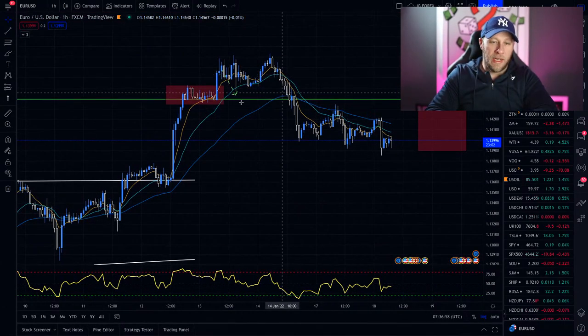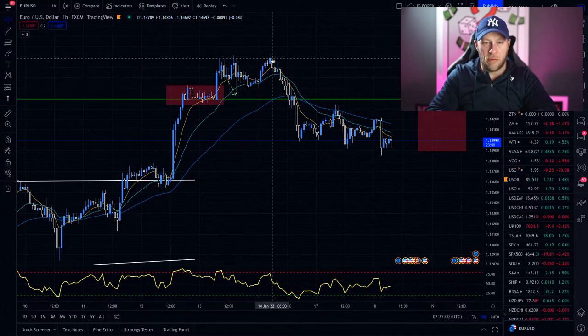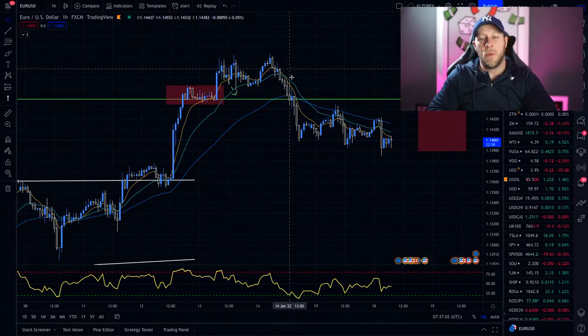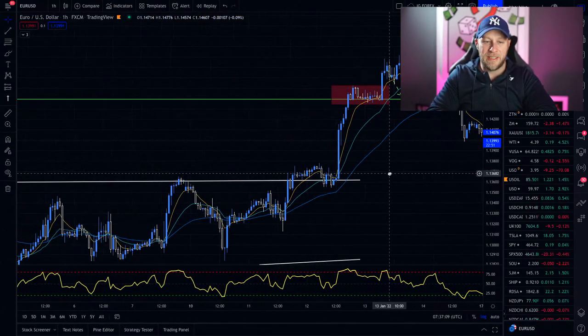Euro dollar, we had the breakout, we had the retest, then we had the retest of the highs. So if you caught that, well done. We've since rolled over again. It's gone from bullish to bearish to bullish to bearish, as you can see.